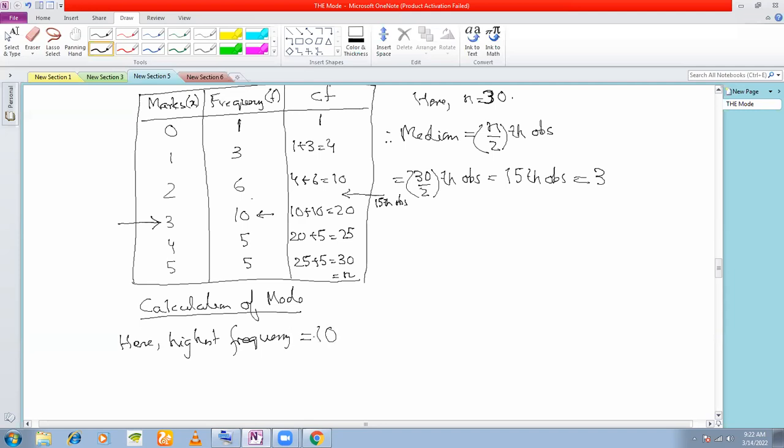Is equal to 10. Now, if the highest frequency is 10, corresponding to the highest frequency, what is the observation? 3. So hence, mode must be equal to 3. That's it.